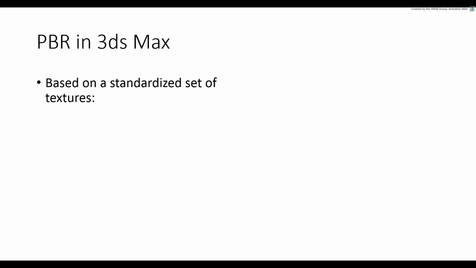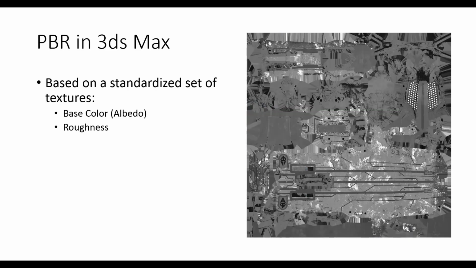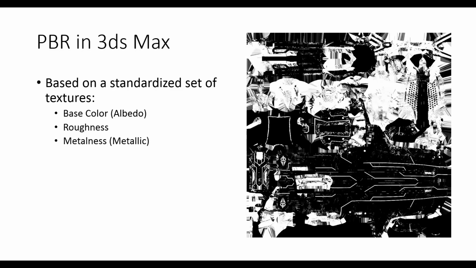In a nutshell, you can explain it as materials completely driven by textures. You have a set of standardized textures like the base color, also known as the albedo, which defines the color of things, the roughness, basically how shiny something is at certain points, and metalness, which is a black and white mask, white in areas where the object is made out of metal and black in areas where it's made out of non-metallic parts.